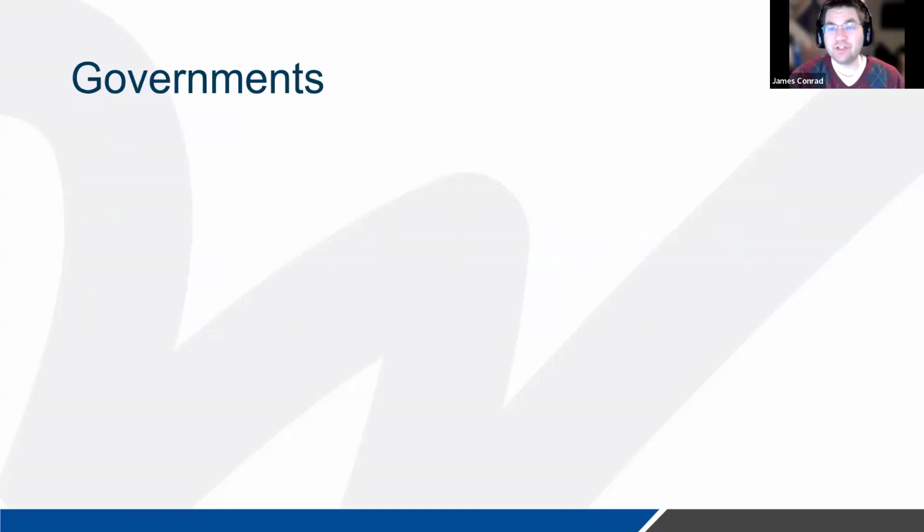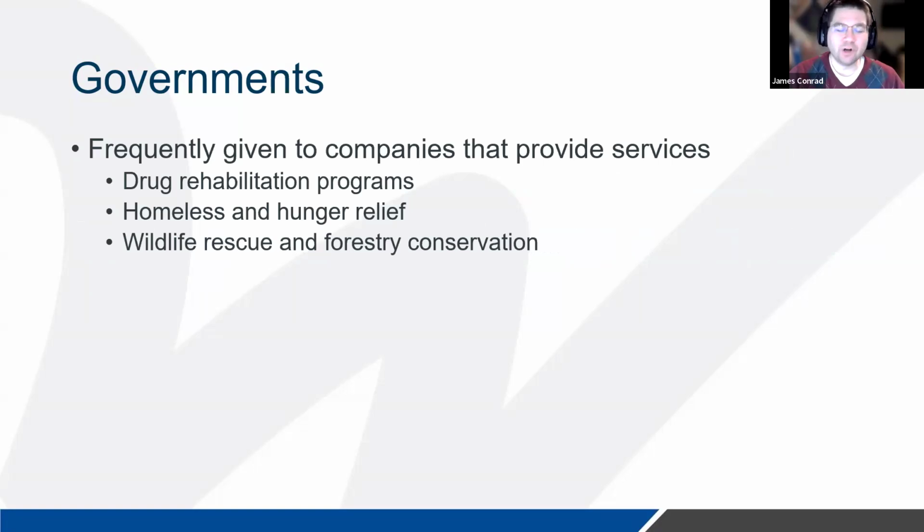And governments, as I mentioned before, often give grants to companies that provide human services to the community. So we have drug rehab programs, homeless relief, hunger relief, wildlife rescue, forestry conservation, you name it. And if it's something that helps other people, there's probably a government grant out there that'll help that.